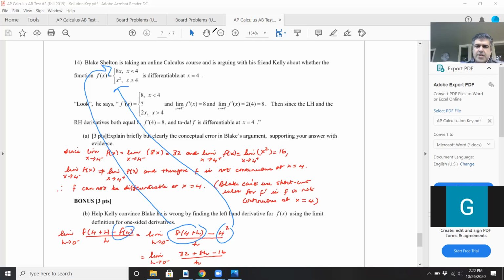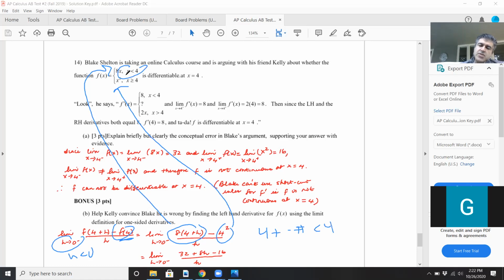X equals 4 is defined for x squared, not for 8x. 8x is just x is less than 4 straight up. X greater than or equal to 4 is for x squared. So you got to use x squared for f of 4. Now for f of 4 plus h, remember it's a left-hand derivative. H is negative. It's a little bit less than 0. So when you're doing 4 plus h, you're doing 4 plus a negative number. That's definitely going to be less than 4.